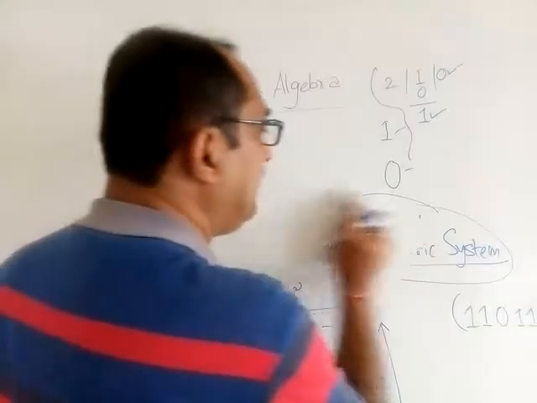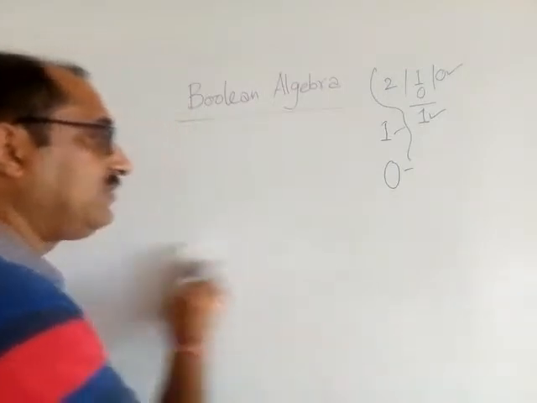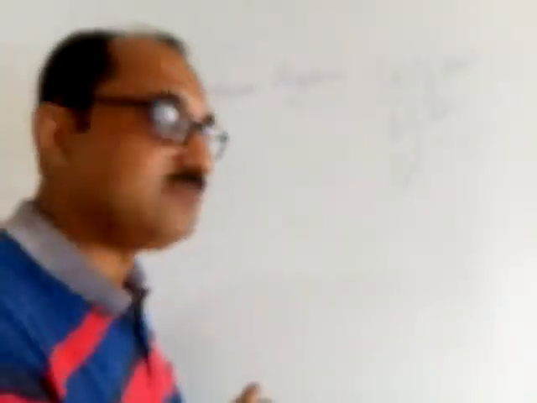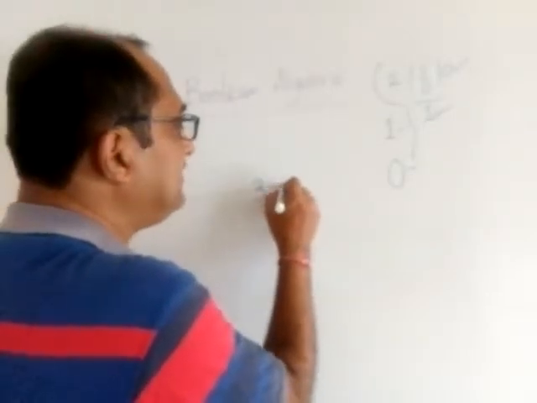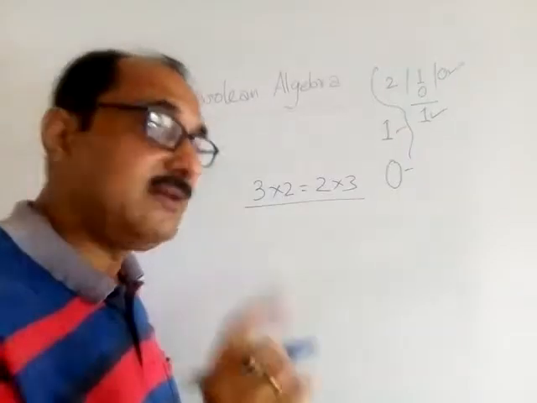So we are going to learn a new numeric system, the binary numeric system. In our numeric system, we know there are some rules. For example, in our decimal numeric system, what happens? If you multiply 3 by 2, that is the same as 2 by 3. So it's a rule, right?